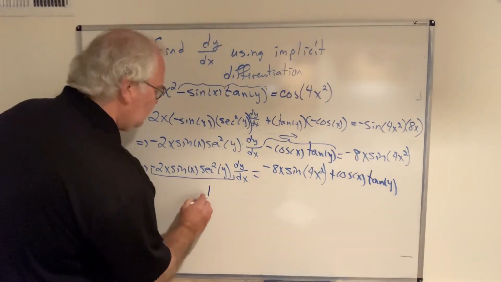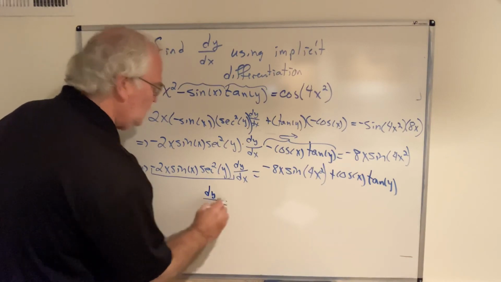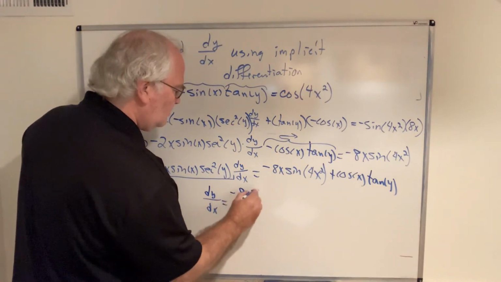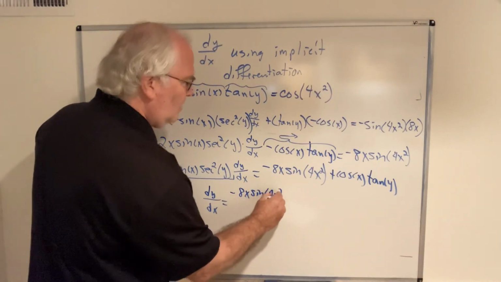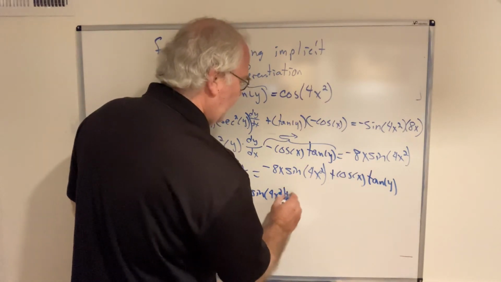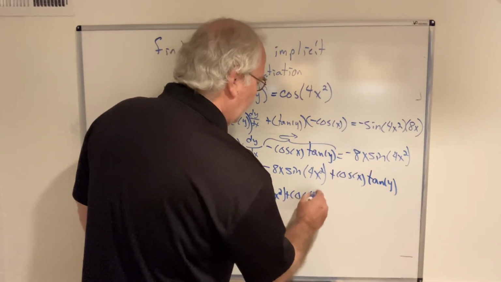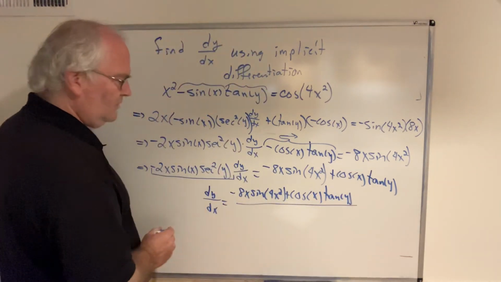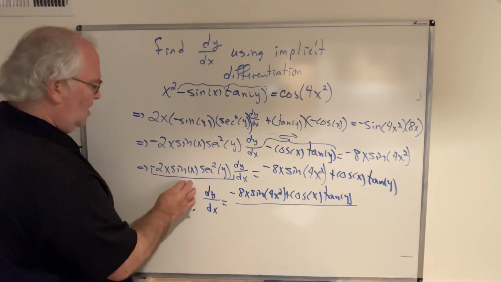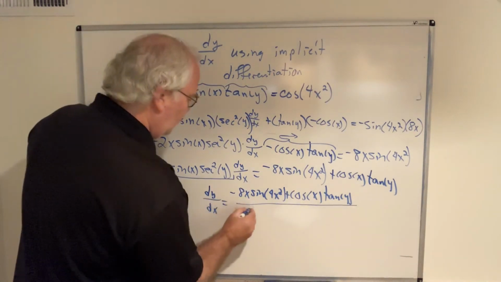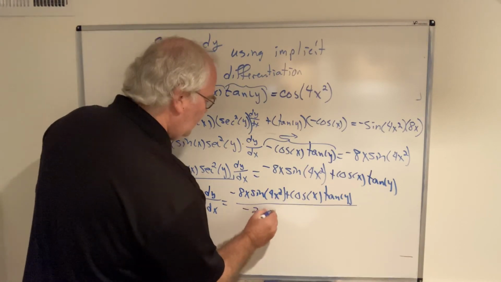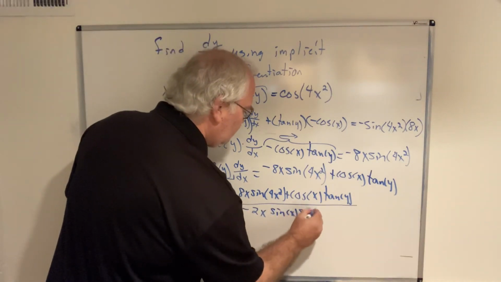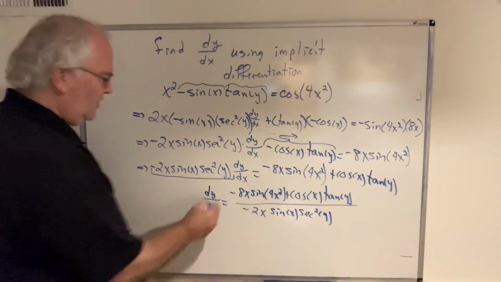So dy dx is equal to, all this is the numerator, plus cosine of x tangent of y, all great big over all of this. All of this. So that's negative 2x sine of x secant squared of y. And that's all there is.